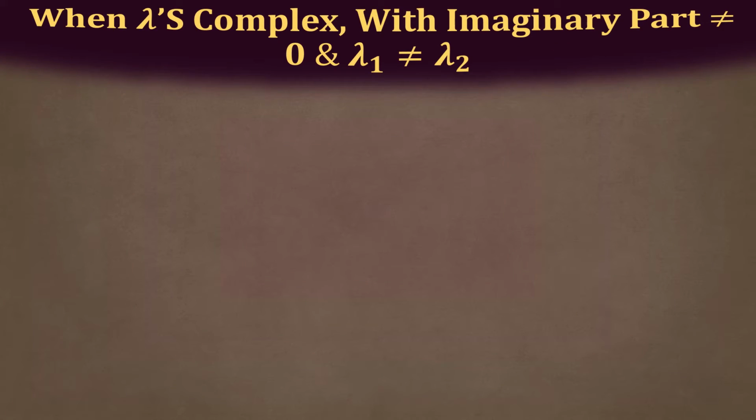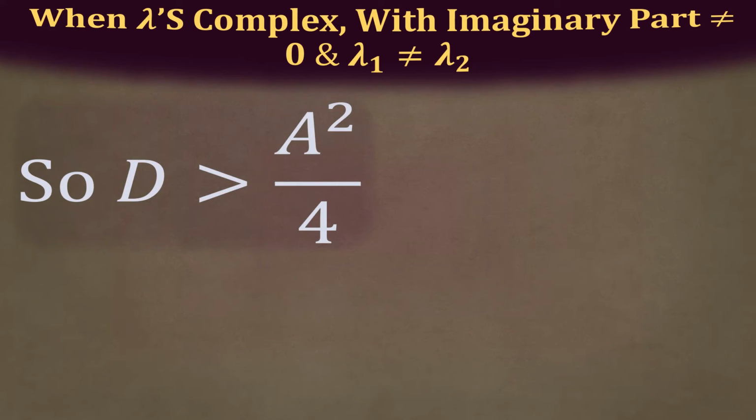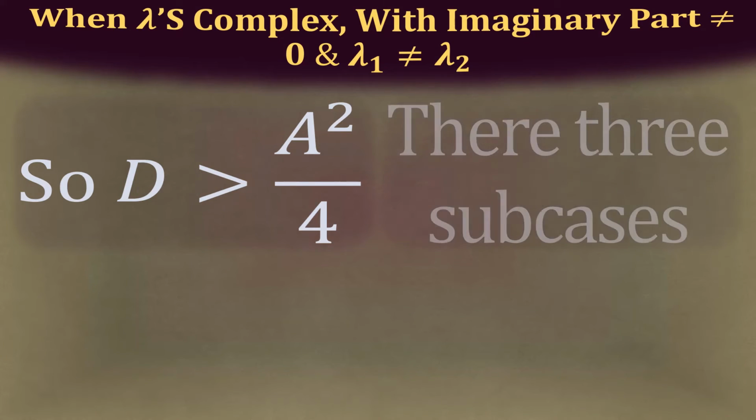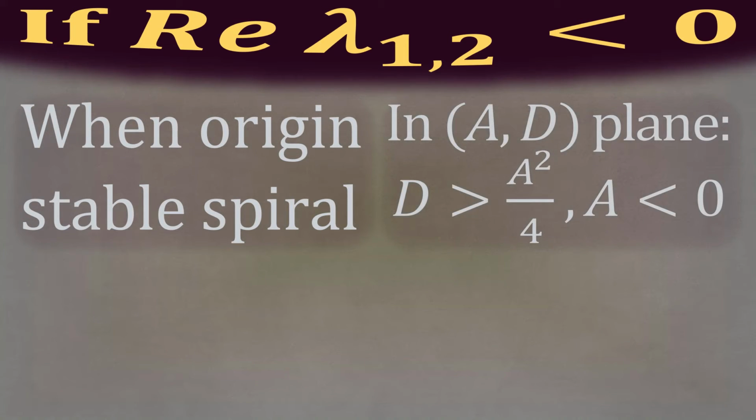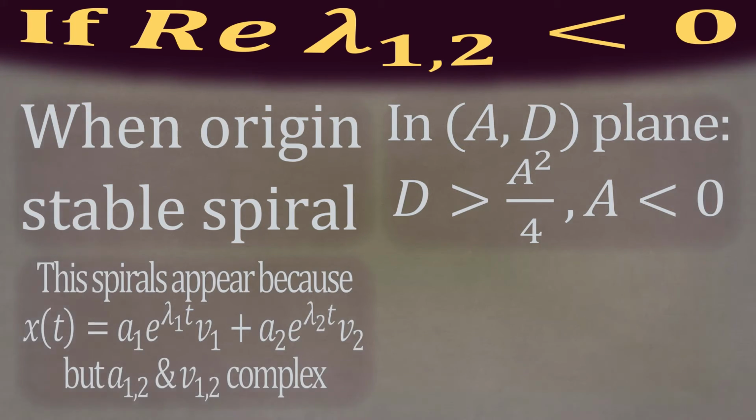Now let's consider when λ is complex with the imaginary part not equal to 0 and λ1 does not equal λ2. We have that d is greater than a squared over 4, and there are three subcases. If the real parts of both λ1 and λ2 are negative, the origin is a stable spiral. In the AD plane, we have d is greater than a squared over 4 and a is negative.